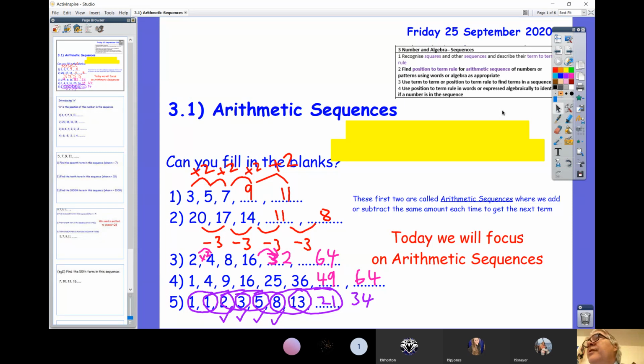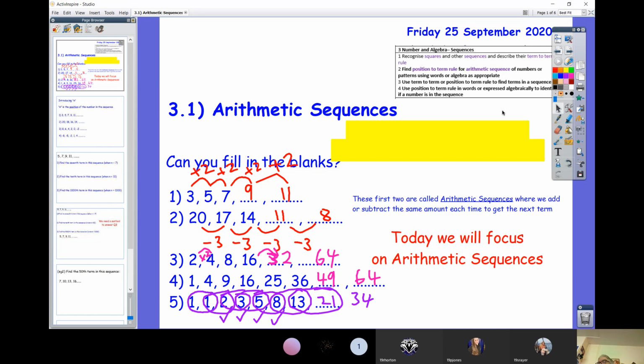Just a couple of you still writing, that's fine. I can't see you writing, Cecily, or you. No, you did, that's fine. Okay. So these first 2 are called arithmetic sequences, where we add or subtract the same amount each time to get the next term. No need to write the bit in red.